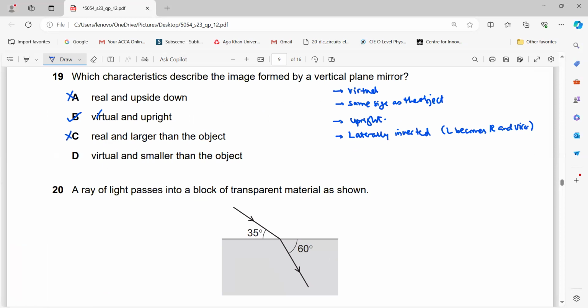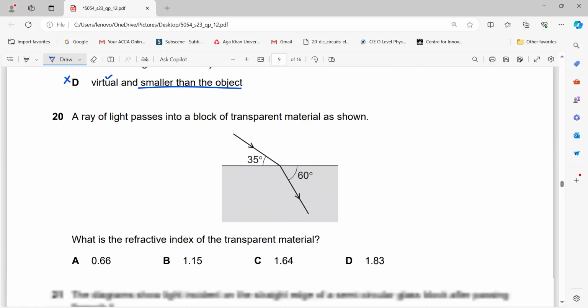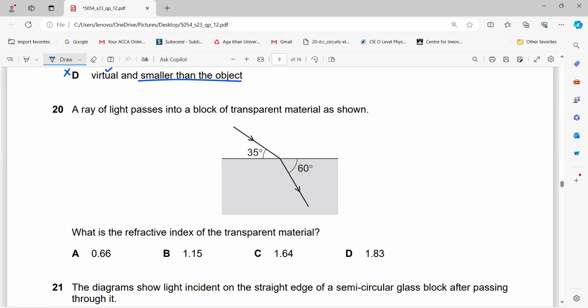C is not real, D is virtual, smaller than the object. No, if you look at yourself in the mirror, you won't appear to be smaller, you will appear to be the same size.